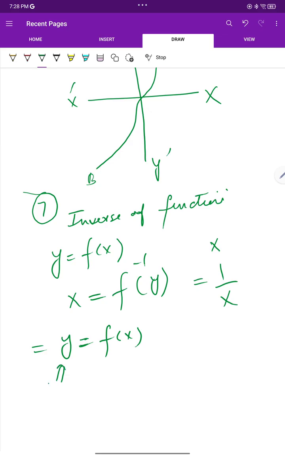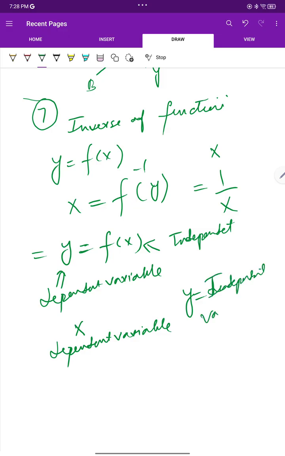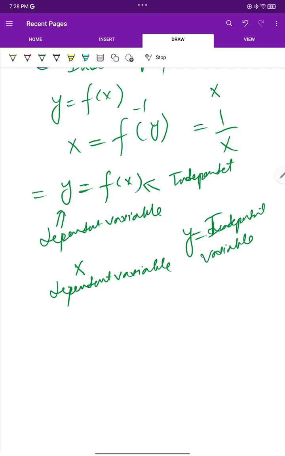In y is equal to f of x, this is the dependent variable and this is the independent variable. So in the inverse, x will become the dependent variable and y will become the independent variable. So you can do it like this.